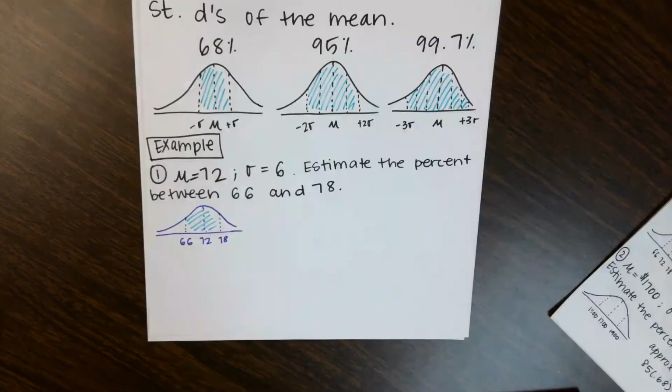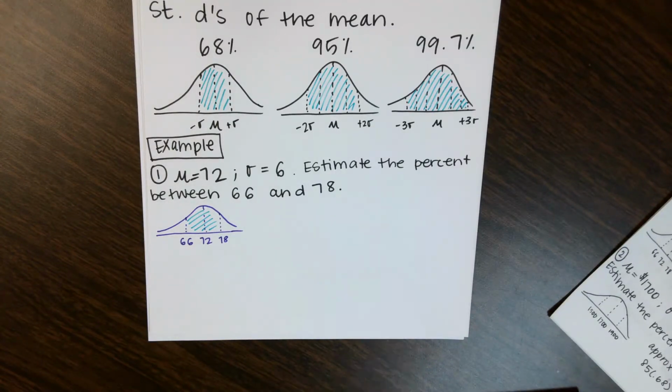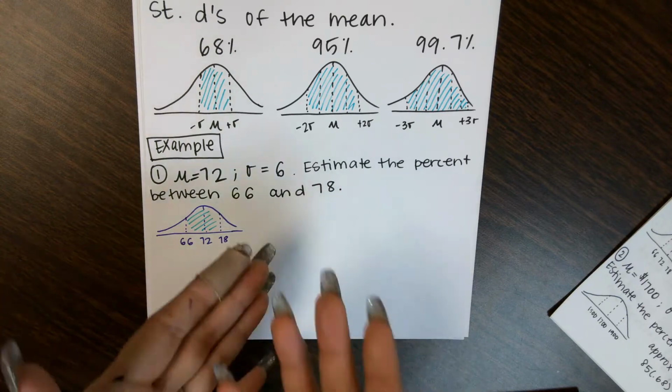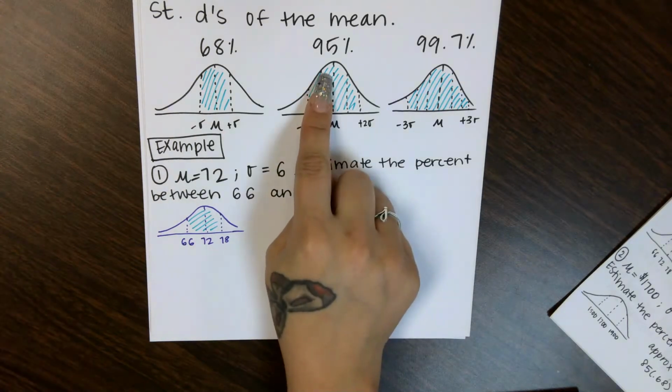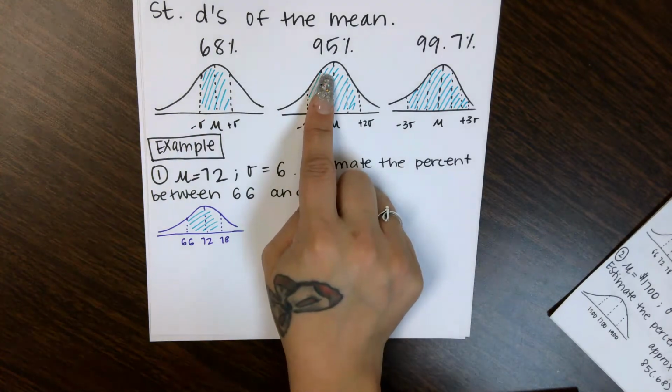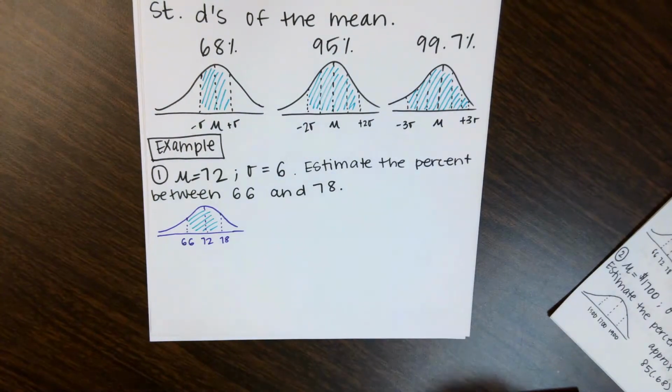The next one, they don't just ask you to estimate the percent. I'm going to write down how I answered it. But the next one, they give you a sample size. So we're not going to stop with 95%. We're going to actually figure out what is 95% of that sample size. So that's the only little difference there. But let me write this.